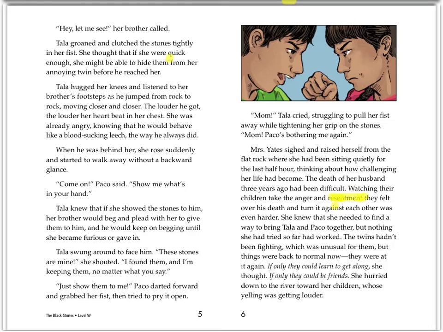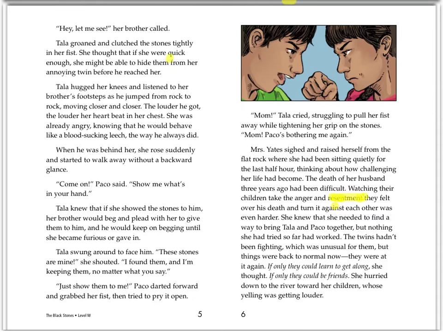Yeah. So what clues in the text let you know that sadness is a really good adjective? The one watching their children take the anger and resentment, and then it said they felt over his death and turned them against each other. So you could replace the resentment they felt with the sadness they felt. Sadness is a feeling, and it says that's how they felt. Felt is like another word for feelings. Exactly. So in the text it said how they felt after the death.